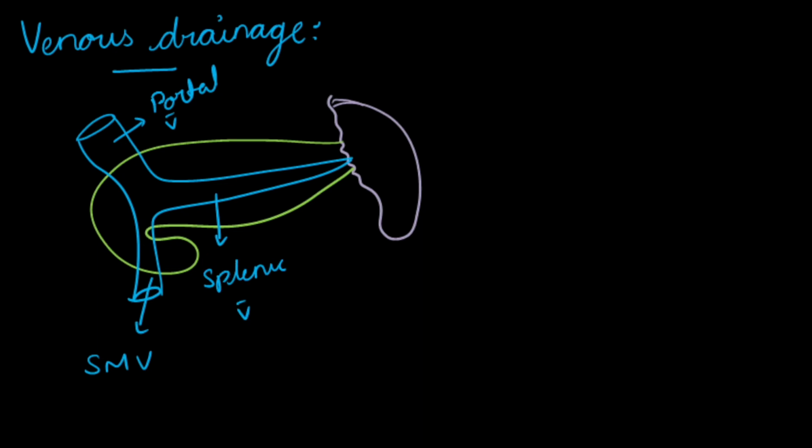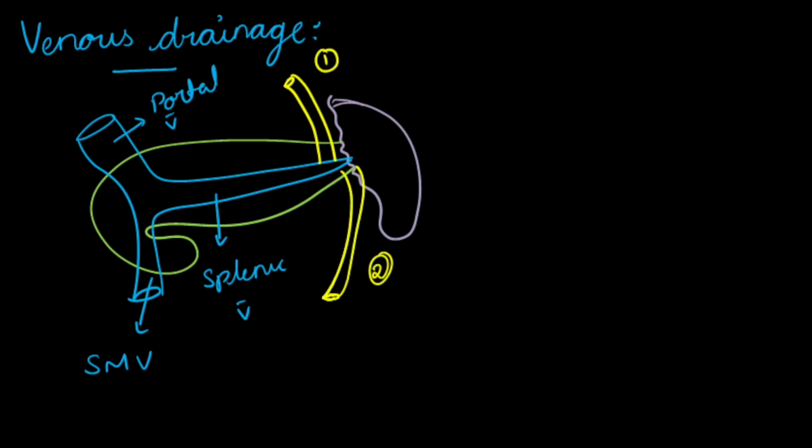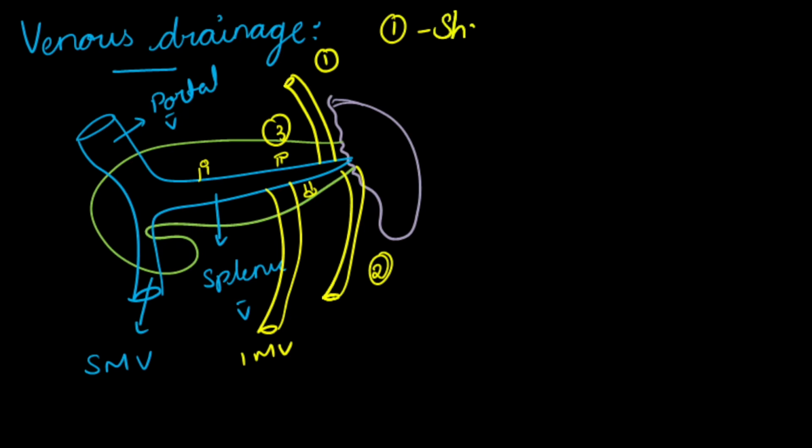In case of splenic vein, we have different tributaries. First one is short gastric vein. So here it is short gastric vein. Those are all the tributaries. Then left gastroepiploic vein. And there will be numerous tributaries to the pancreas. And at last there comes the inferior mesenteric vein, which also drains into the splenic vein. So these four are all the tributaries of splenic vein.